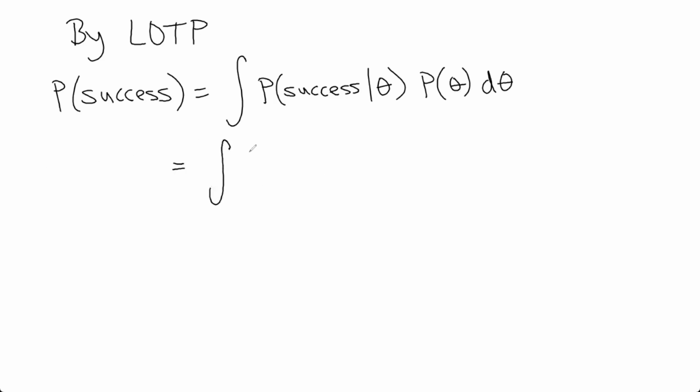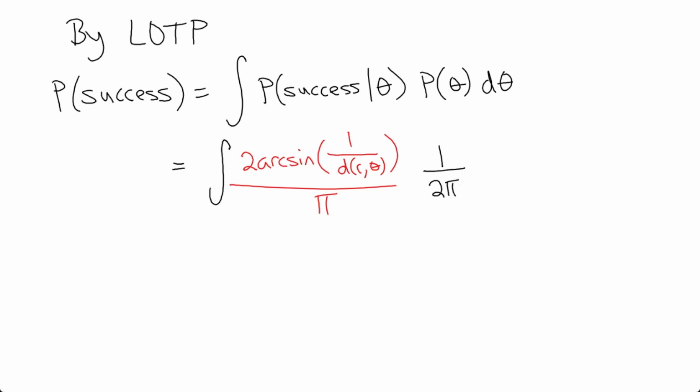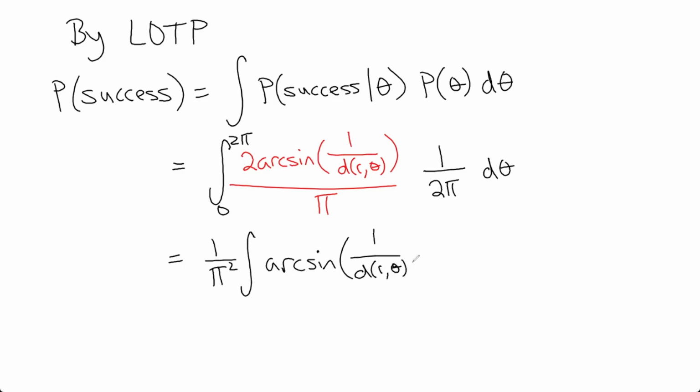So in our case, we can copy over the values from the previous slide. The probability density function on theta is 1 over 2 pi, because remember, theta is a uniform random variable from 0 to 2 pi, and that's where we will integrate. And finally, factoring out some constants and simplifying, here's our answer.